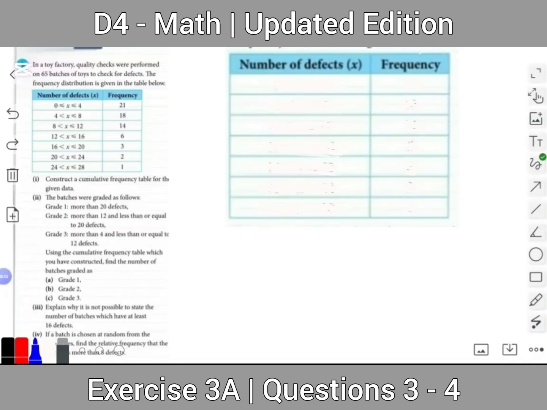So there is a difference of 4 for the class intervals 0 to 4, 4 to 8, 8 to 12, 12 to 16, 16 to 20, 20 to 24, and 24 to 28 respectively. And now we have the corresponding frequency for each class interval or group.